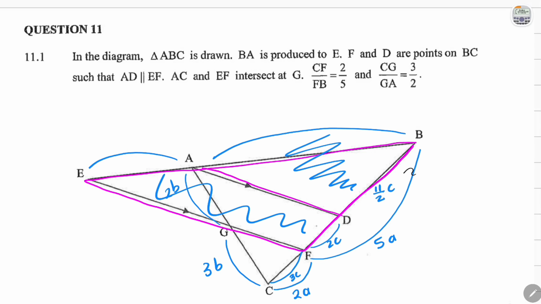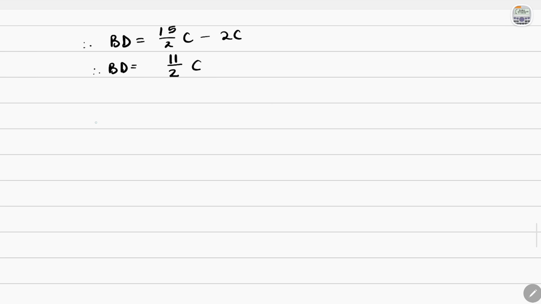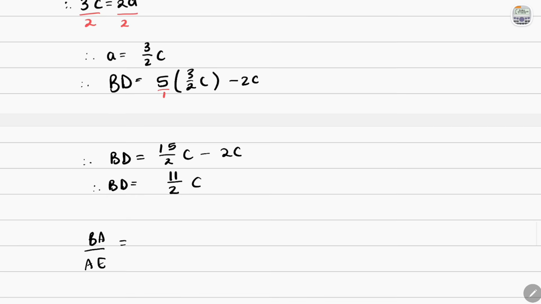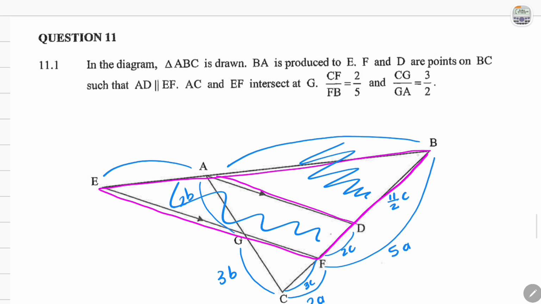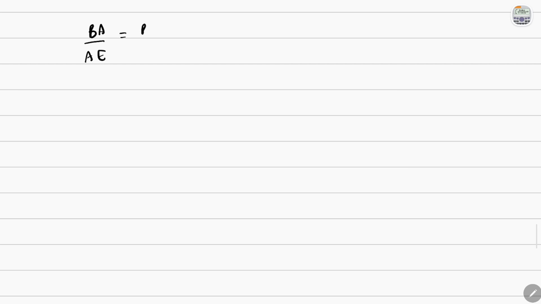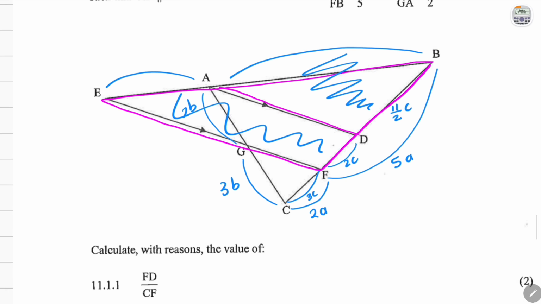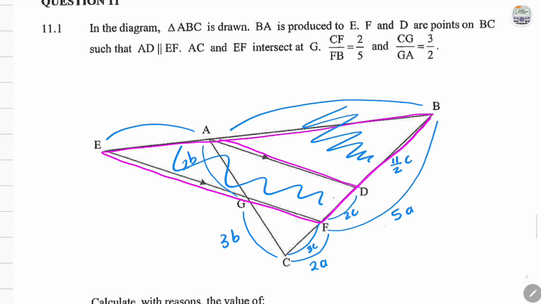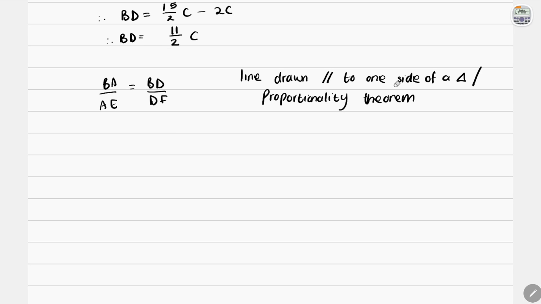But of course, before saying that, we'll just start off by telling them that BA over AE is equal to, and then we'll show them what it's equal to. That is equal to BD over DF. Okay, so BD over DF. And our reason for that is because of the proportionality theorem. If you have a line drawn parallel to one side of the triangle, then we can actually use those proportions like that. Okay, so there's our reason.